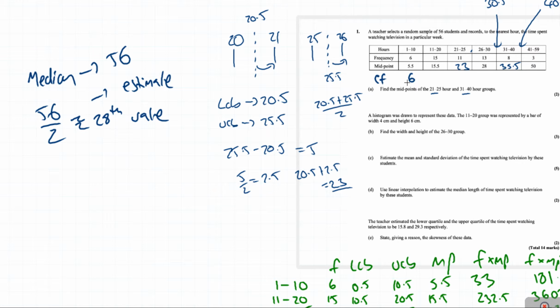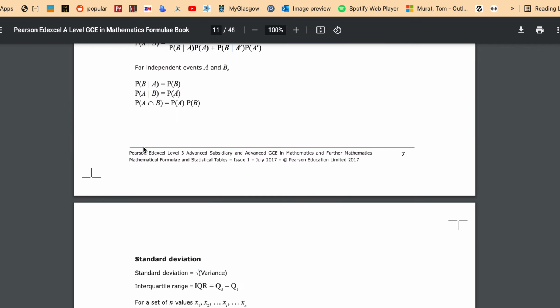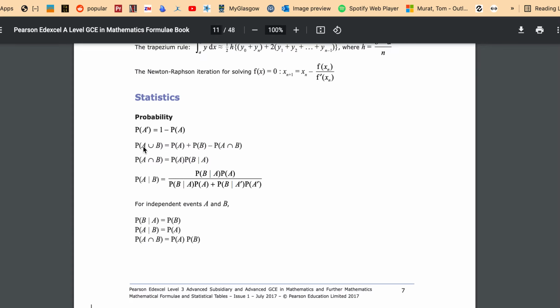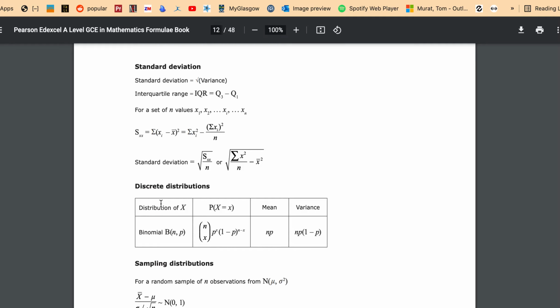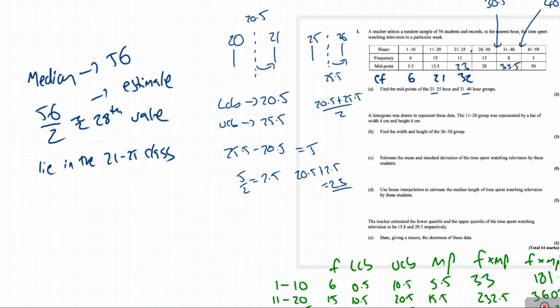The first value is 6. Then you've got 6 plus 15, which is 21. And then you've got 21 plus 11, which is 32. So it's going to lie in the 21 to 25 class. And here you have to use a formula. Now, if you look at the statistics sheet, you're not given the linear interpolation formula. This is something that you'll have to remember. It shows probability, standard deviation, discrete, but you're not given that one. So it's important that you can remember this, or you can use your own method to find it.